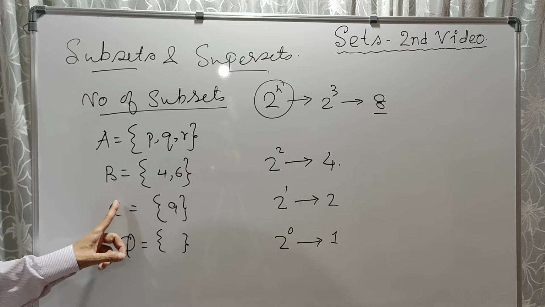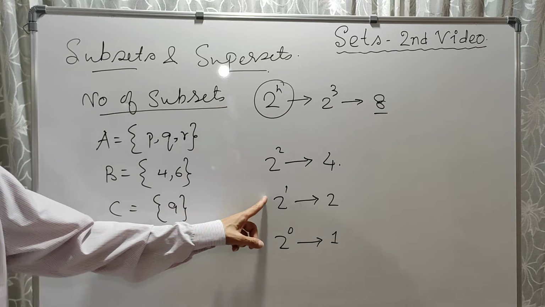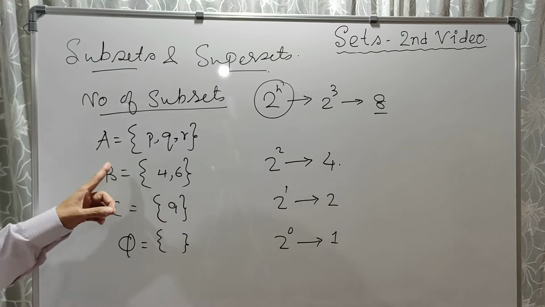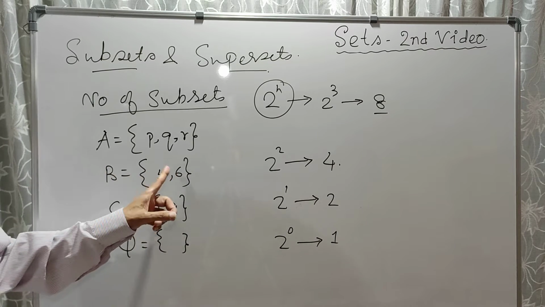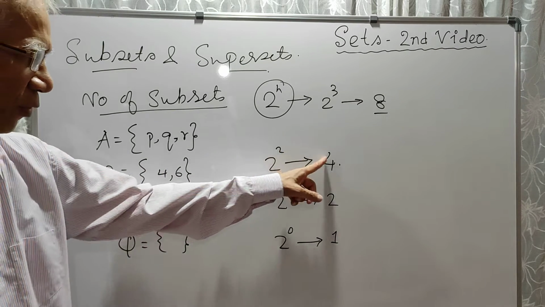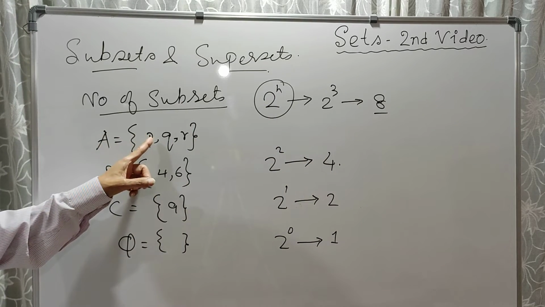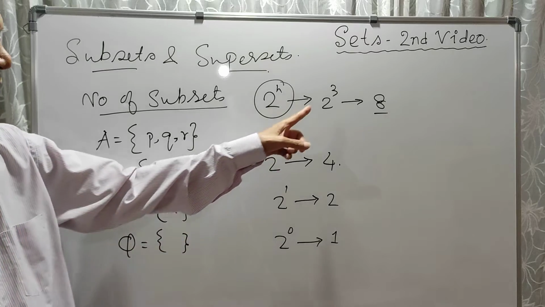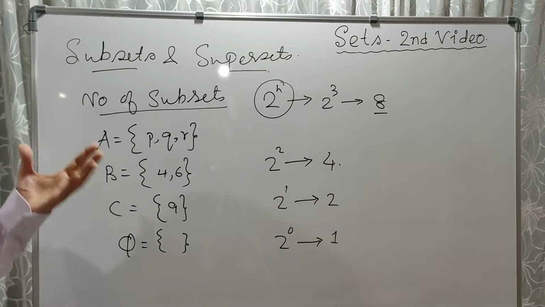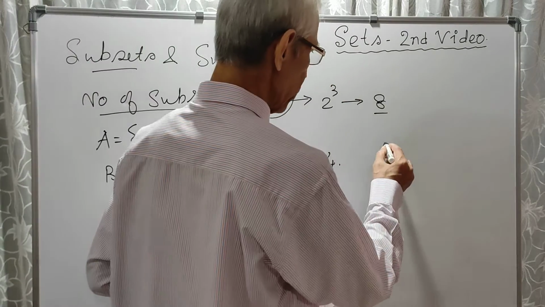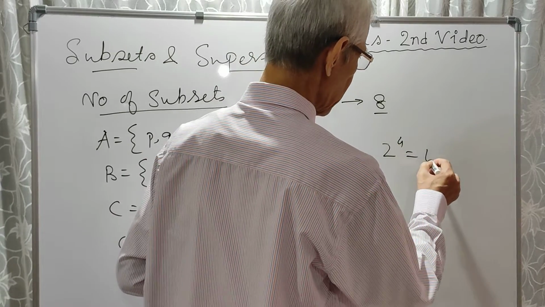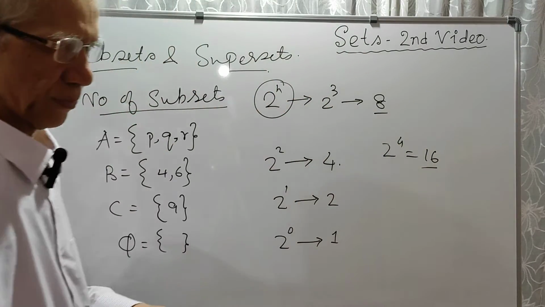C, this set has 1 element. So, it has 2 to the power 1, 2 subsets. This has 2 elements. So, how many subsets does it have? 2 squared, 4. 2 to the power 2, 4, this formula. And A has how many elements? 3 elements. Therefore, it has 2 to the power 3, 8. So, if there are 4 elements, then there will be 2 to the power 4, that means 16 subsets. So, this is the formula, right?